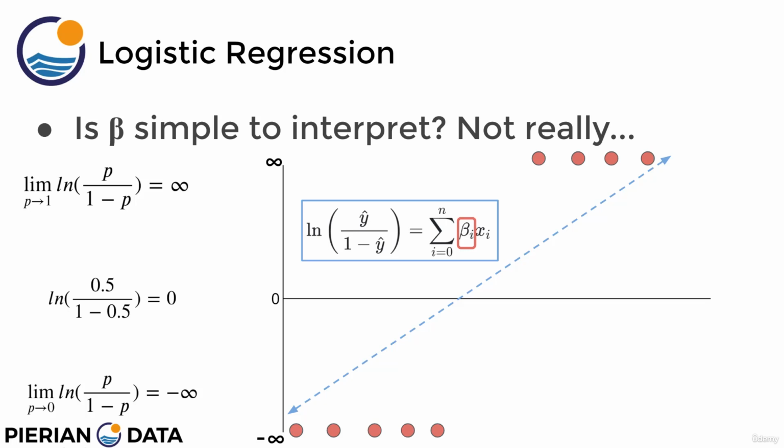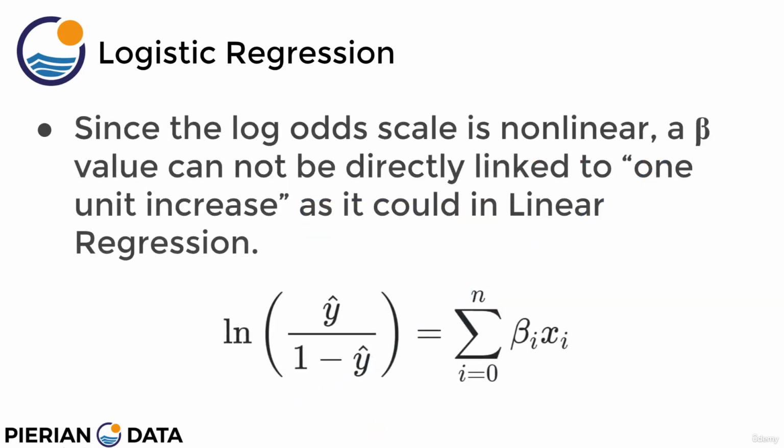So now that I did this, the question arises, was all this work worth it? Is the beta coefficient actually simple to interpret now? Unfortunately, the answer is still not really, but it is going to be easier than before. Because what do I have right now? Since the log odds scale is nonlinear, that means a beta coefficient value cannot be directly linked to this idea of a 1-unit increase as we could in linear regression.